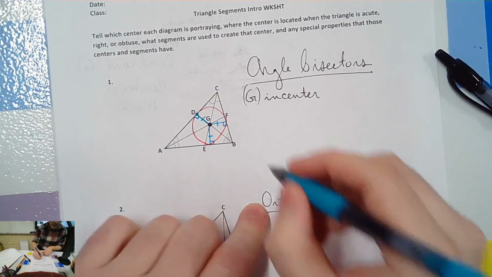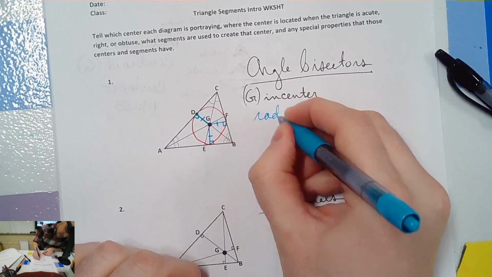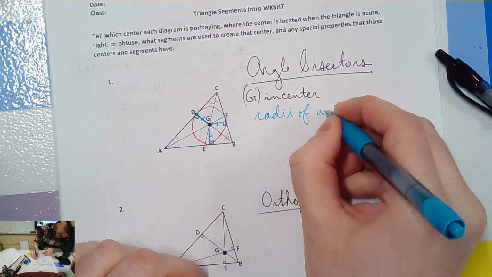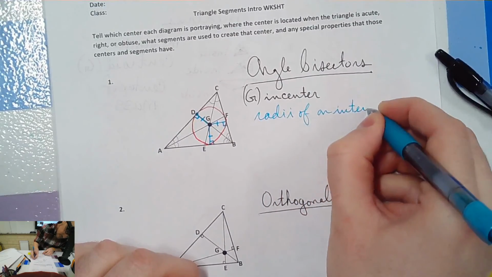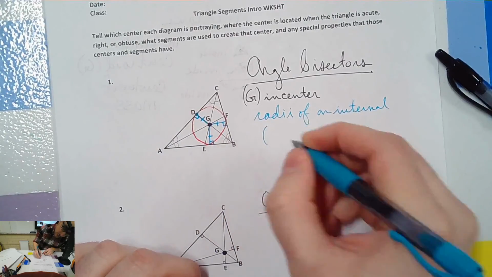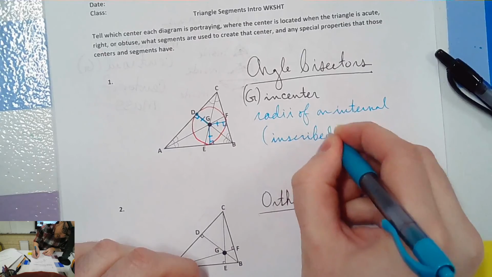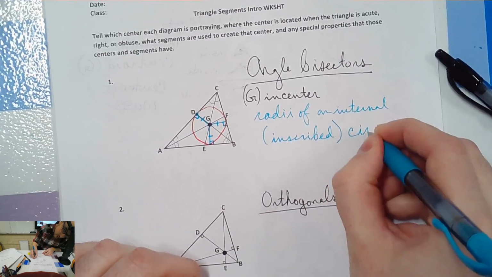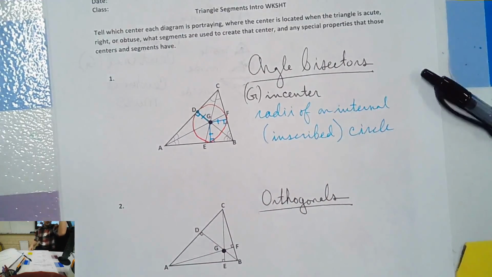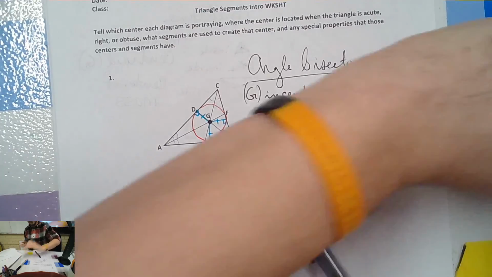So we have radii of an internal circle. Now, another word for internal is inscribed. We call it inscribed because scribe means to write and in means inside. We'll talk about this more tomorrow.